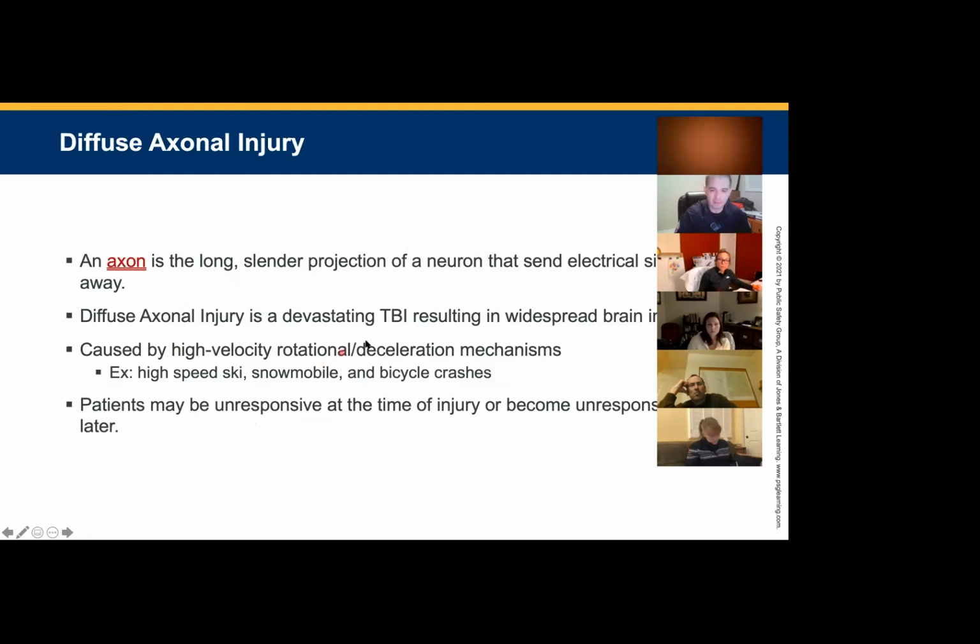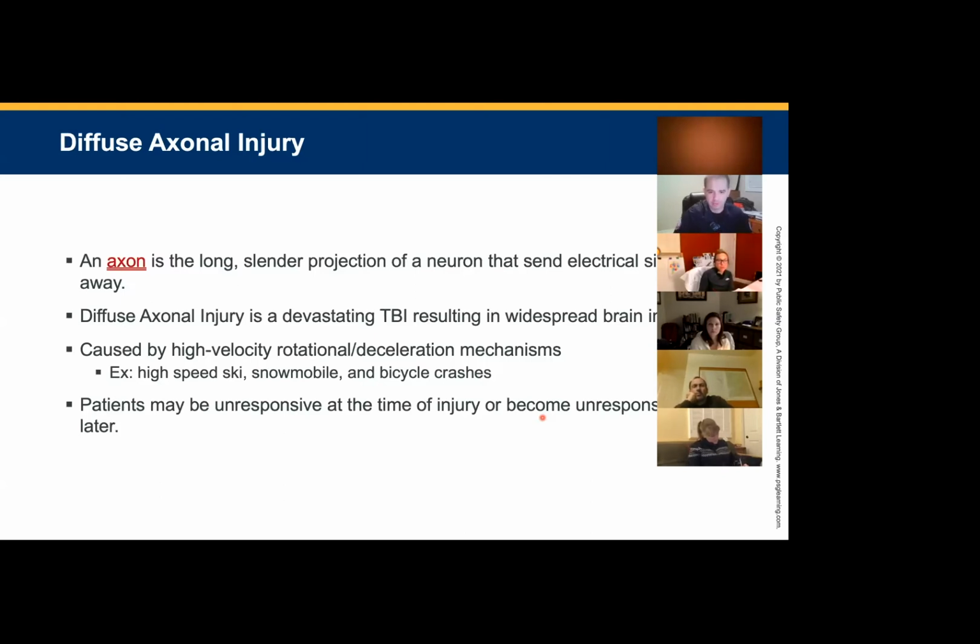These are caused by high velocity rotational deceleration mechanisms, and these patients may be unresponsive at time of injury or become unresponsive. The thing about a diffuse axonal injury is oftentimes because it's happening at the cellular level or at the neuron level, it's very hard to see it on CT. In fact, many times you'll have a patient that looks fine, right? Like if you're assessing them, they look physically fine, but they are unresponsive, meaning you really can't see any trauma on their body, but they are physically unresponsive, and head CT is showing very little.